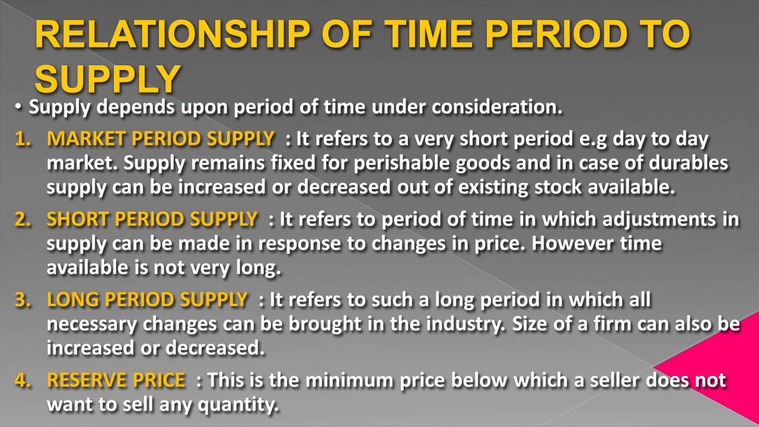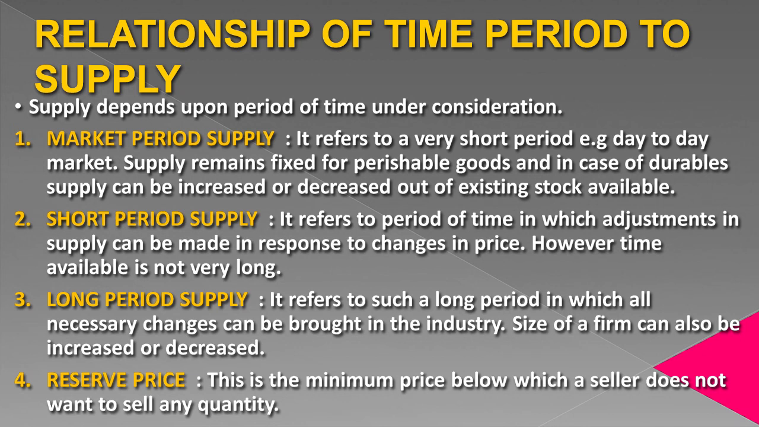It refers to the period of time in which adjustments in supply can be made in response to changes in price. However, the time available is not very long, even in short period supply. Long period supply. It refers to such a long period in which all necessary changes can be brought in the industry. The size of a firm can also be increased or decreased. This is known as long period supply.